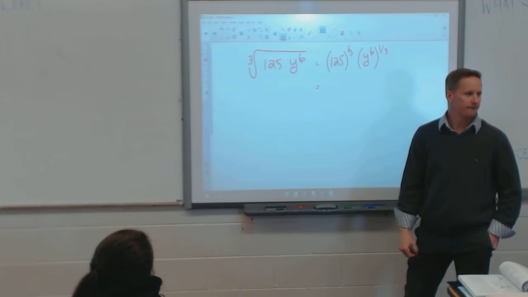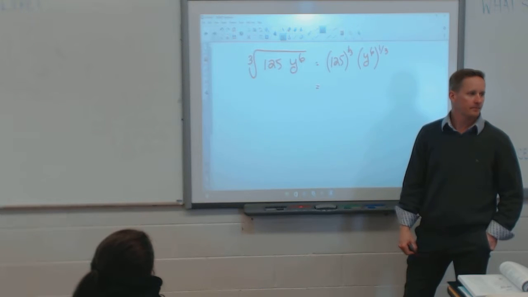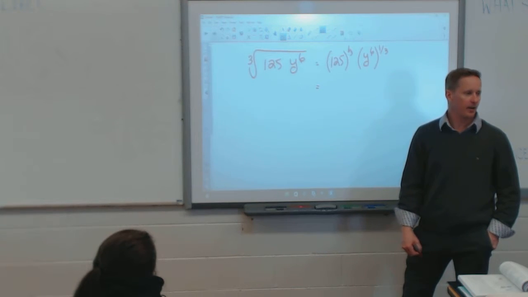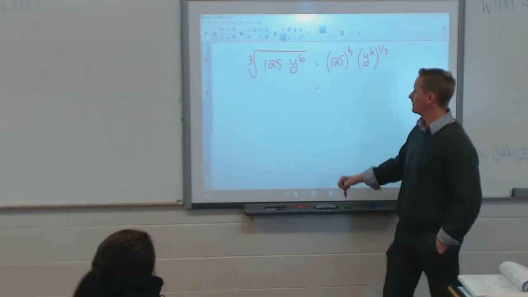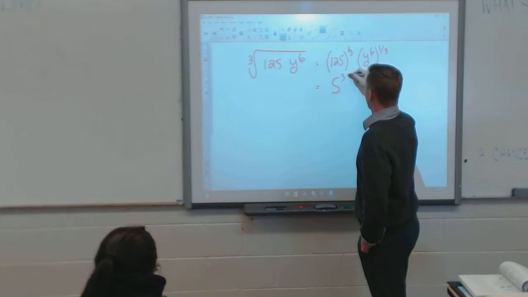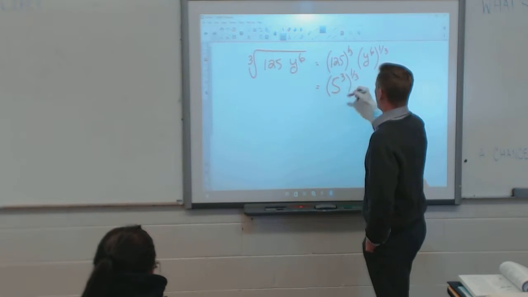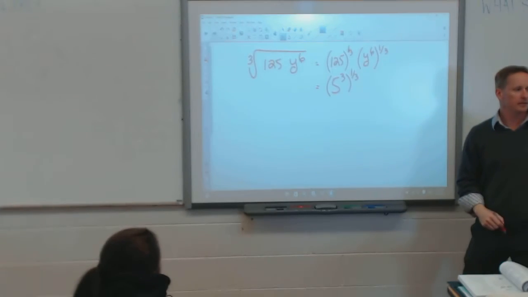5 times what? 25. 5 times 25? What's 25 break down to? 5 times 5. So what do I end up with? 5 cubed. Very good, Marshall. 5 cubed. And you did it the right way.